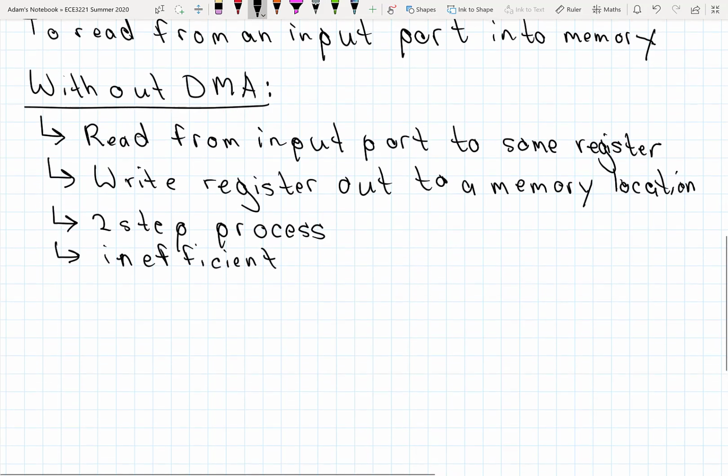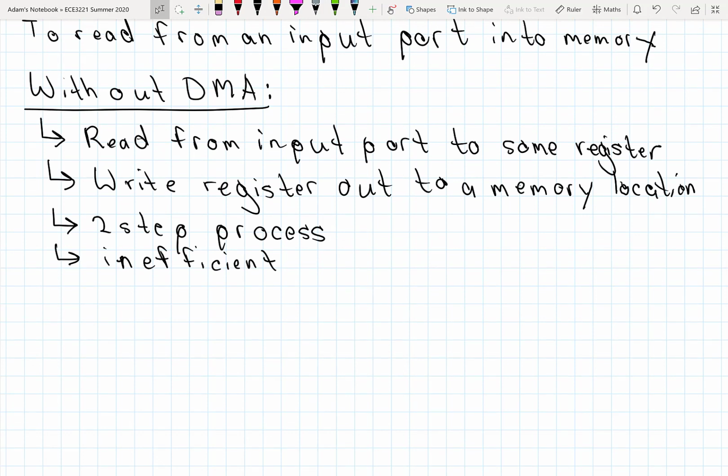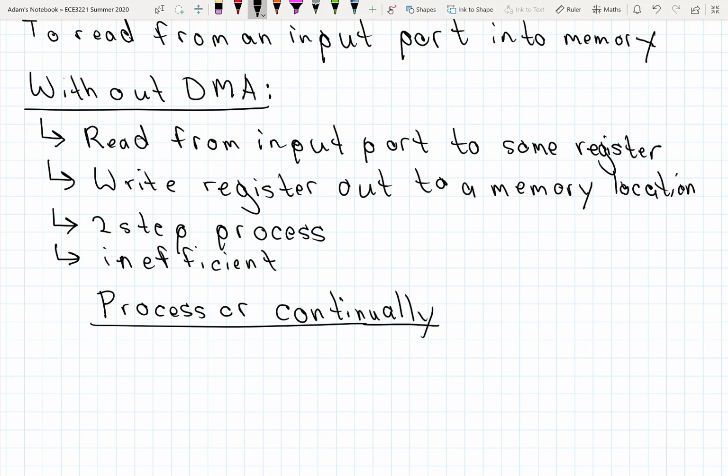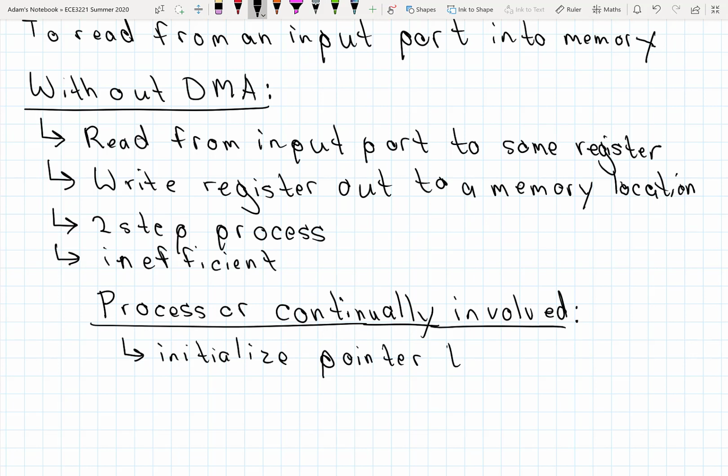Okay, so again, let's think a little bit more deeply about what is happening as these reads are happening through our without-DMA type example here. The processor is continually involved in the steps above, right? Because the processor must initialize a pointer to memory. It has to know where in memory the data is going to be stored.